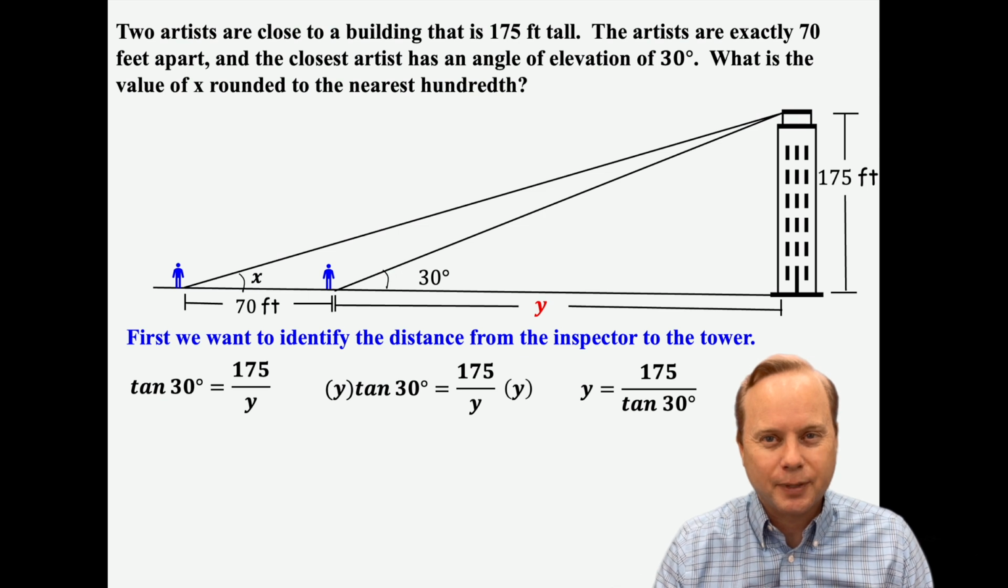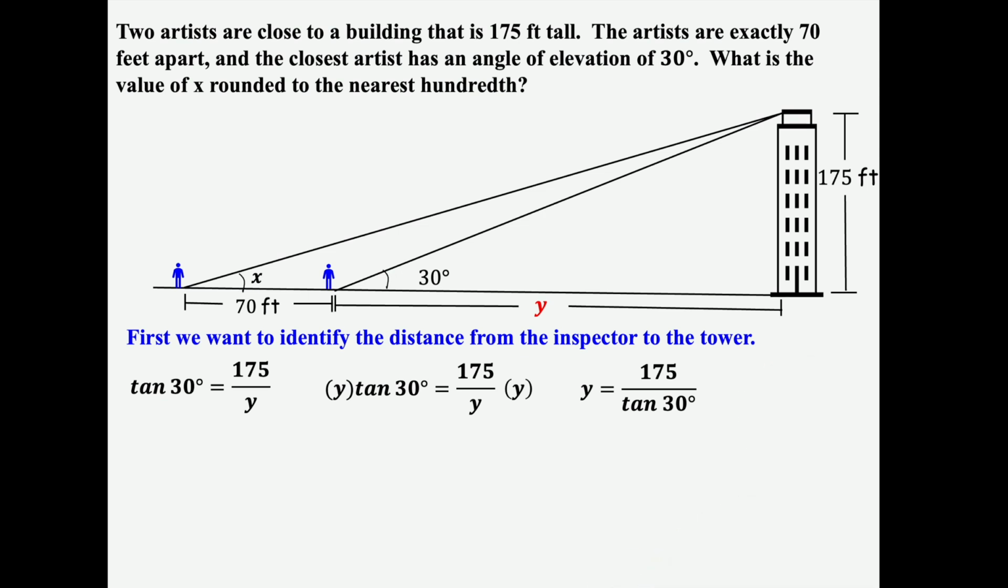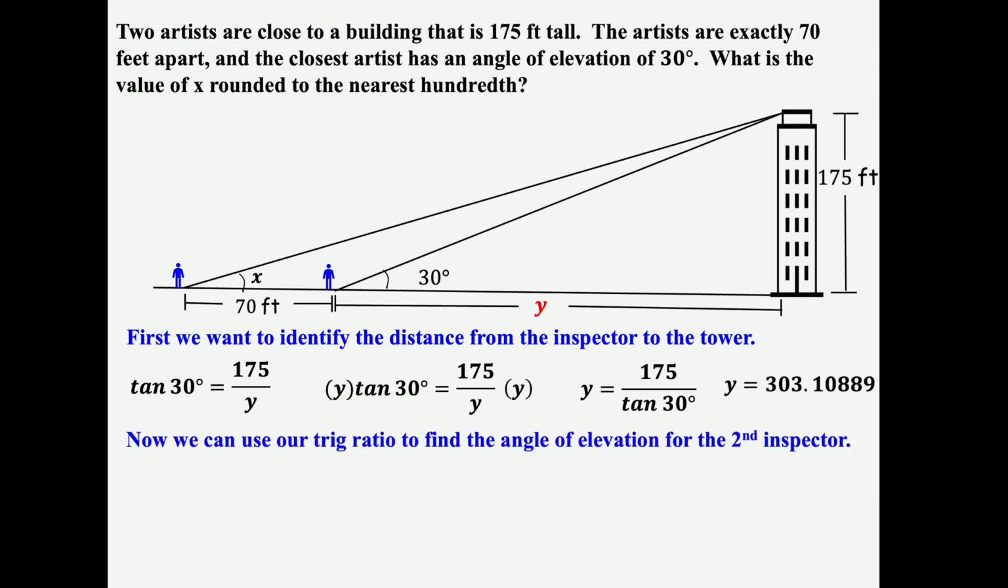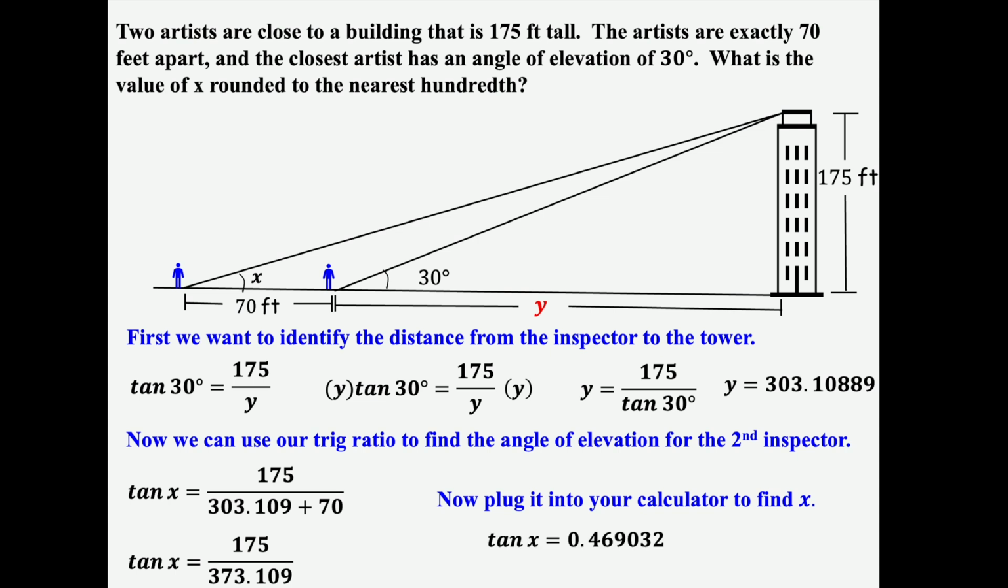Of course, I'm going a little bit quick on this. If you need to slow it down, you can. All right, and I come up with this number. Now I'm going to take this number. Now I know how long this is, right? 303.10 plus 70 feet. So now I go tangent x is equal to 175 divided by this big long number, 303.10889 plus 70. And I'm plugging that into my calculator. And I can quickly obtain the answer.